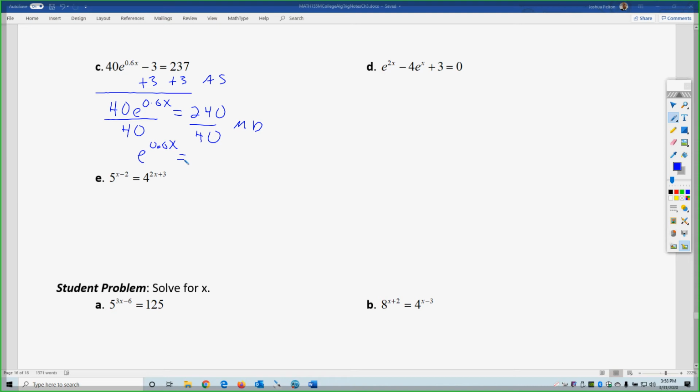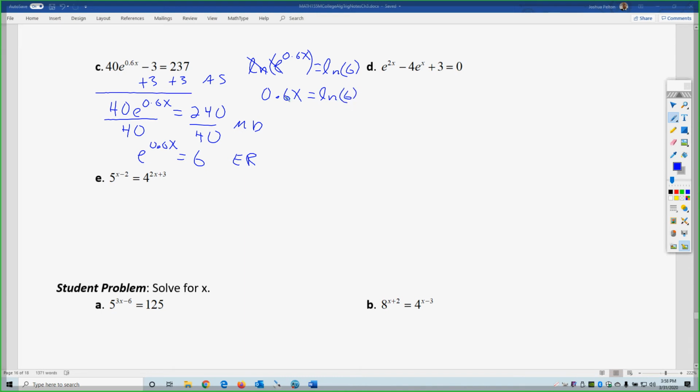Okay, so then we have to do the exponent radical step. Well, we have to cancel an e. Well, what cancels an e? Log base e. What's log base e? Natural log. So natural log of e to the 0.6x equals the natural log of 6. So that'll cancel, leaving me with 0.6x equals the natural log of 6.